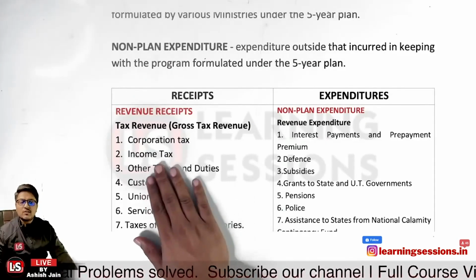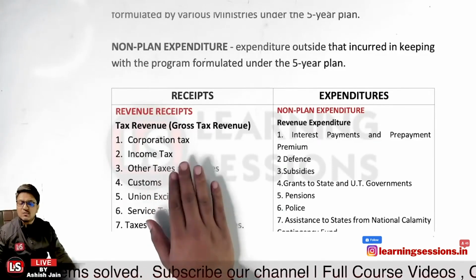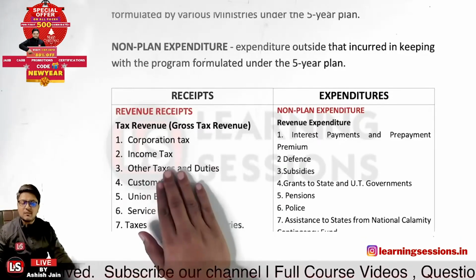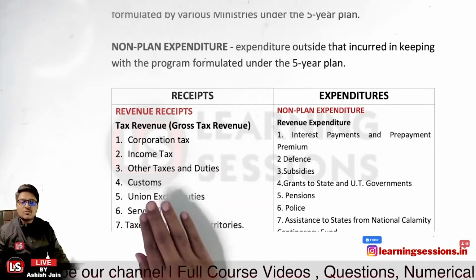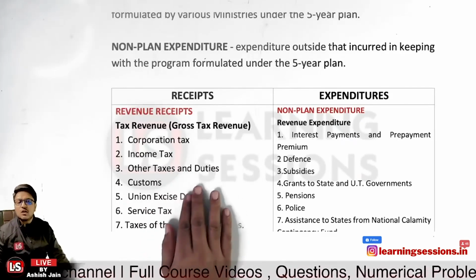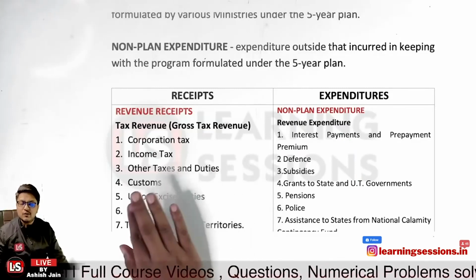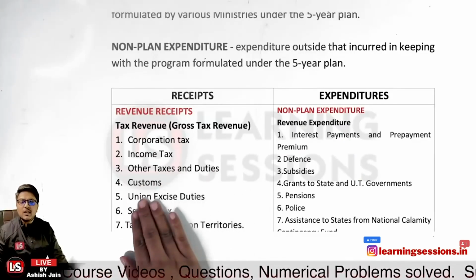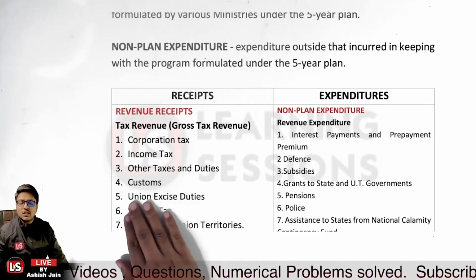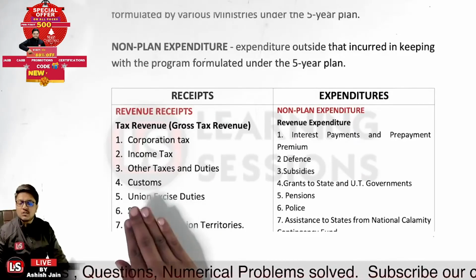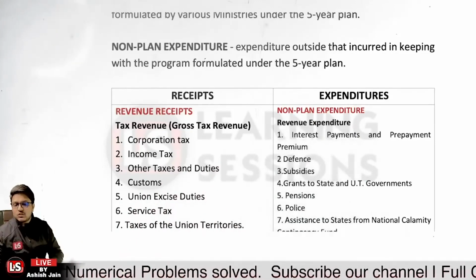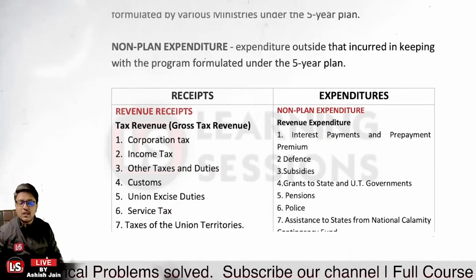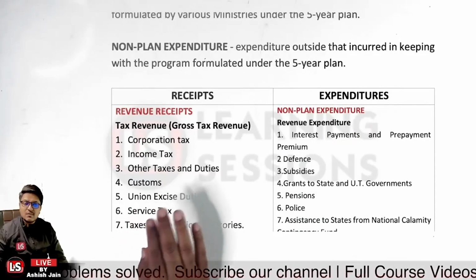First of all, it is related to corporation tax, whatever taxes are paid by the corporates, and income tax, that is paid by individuals, companies, HUF, on the income so earned. Further, it is related to other taxes and duties which are not otherwise specified, which will be covered over here. Then it is related to customs. Whenever taxes are to be paid on imports and exports, or on goods being exported across the boundaries to some other state, in that case customs tax is imposed.